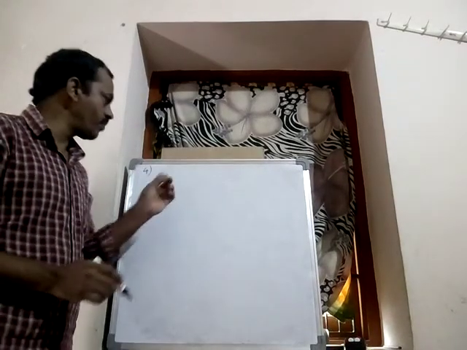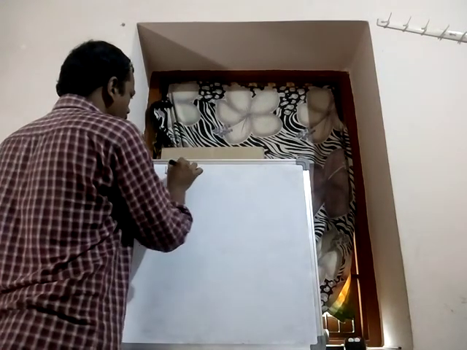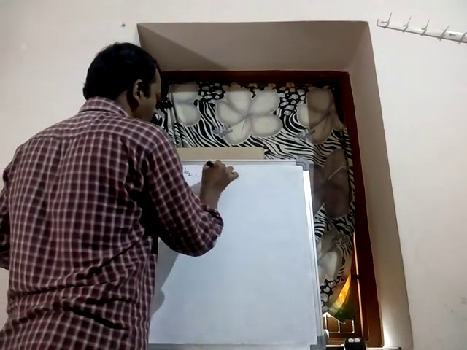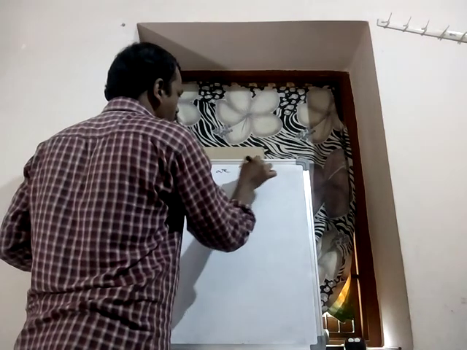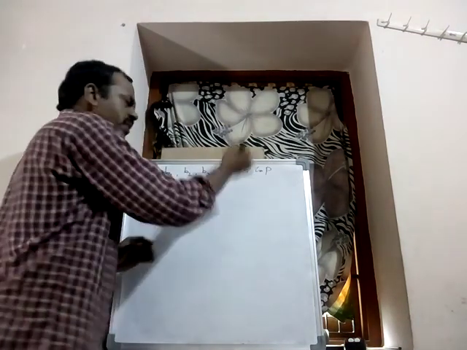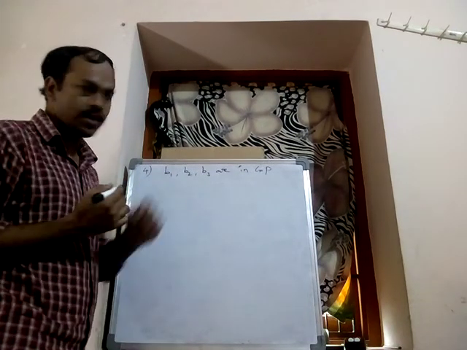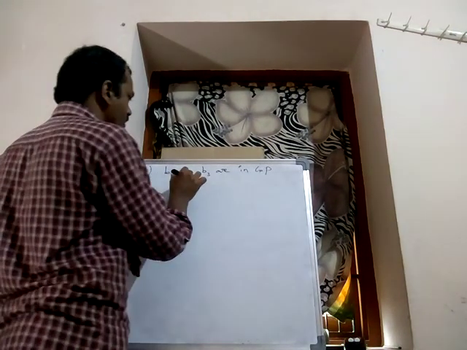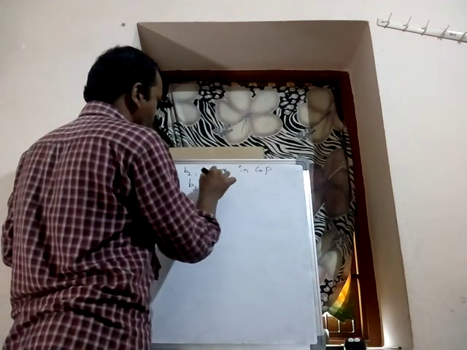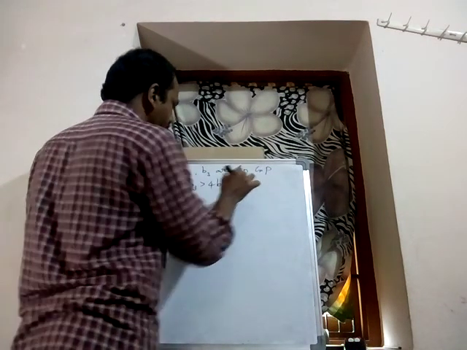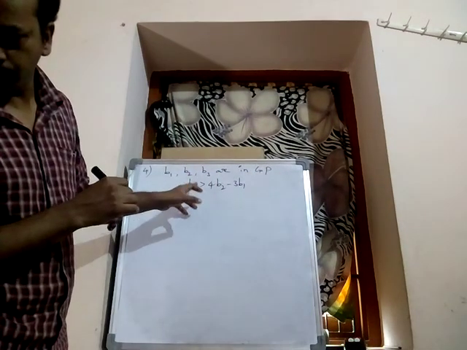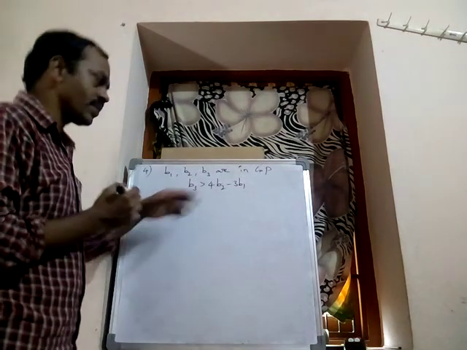So now observe fourth problem. B1, B2, B3 are consecutive terms in GP. Consecutive means continued terms. B1, B2, B3 are consecutive terms in GP, and given R is the common ratio. And one more condition is given: B3 is greater than 4B2 minus 3B1. Okay, like this condition also is there.